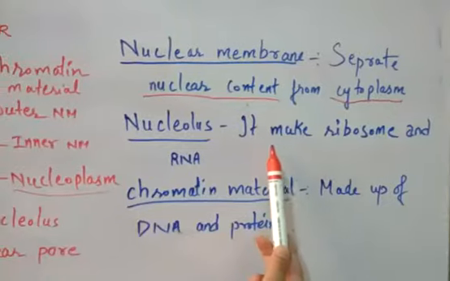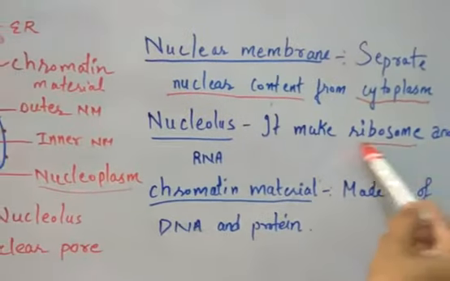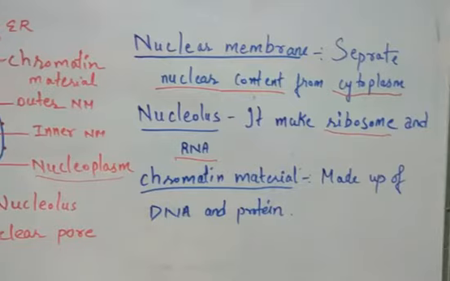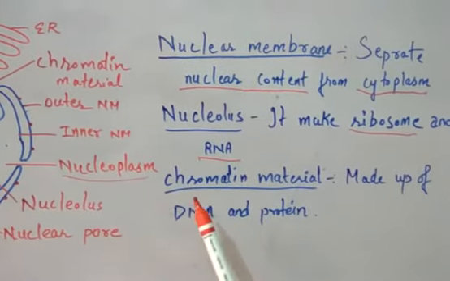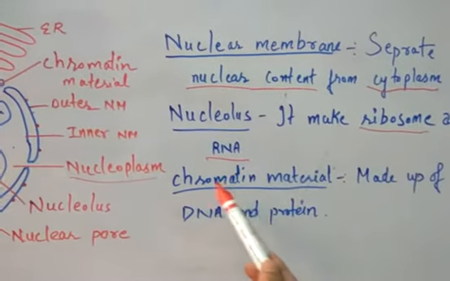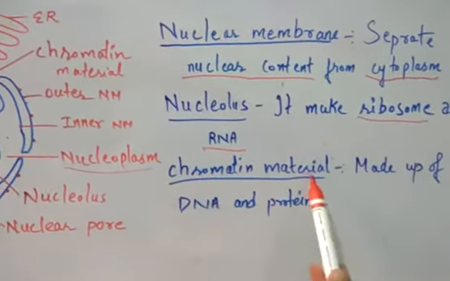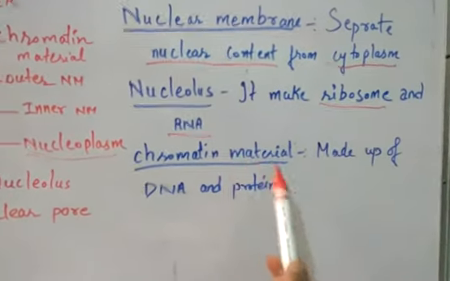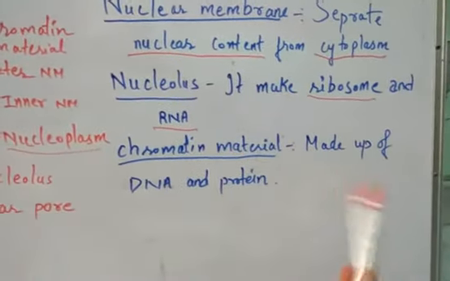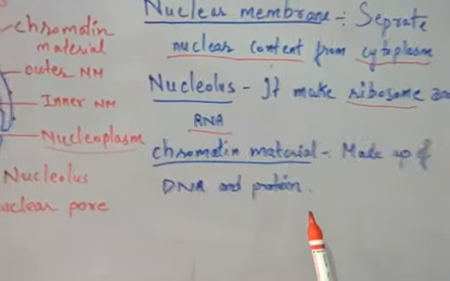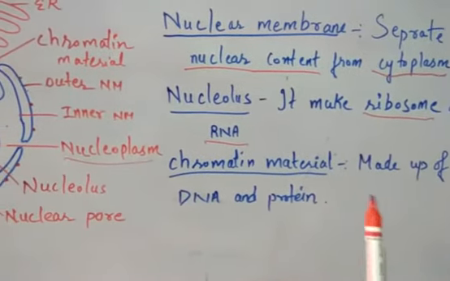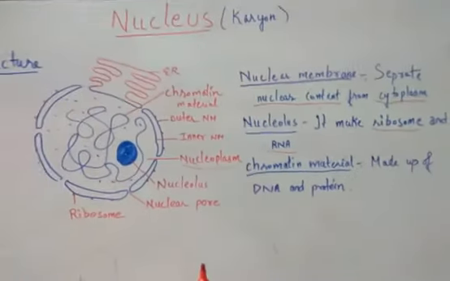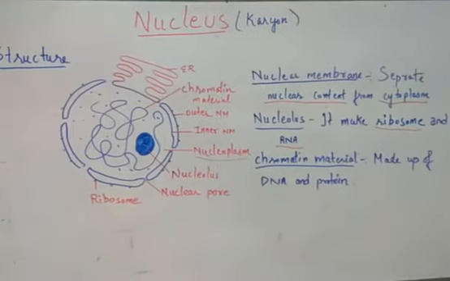Nucleolus is responsible for making ribosomes and it is responsible for making RNA, ribonucleic acid. Fine. Another kind of genetic material. Chromatin material, as I have told you, is present in the cell which is not going to divide. It is a fiber like structure made up of DNA and protein. It is going to act as a hereditary material, as it is carrying the genes which are responsible for passing the characters to the next generation.